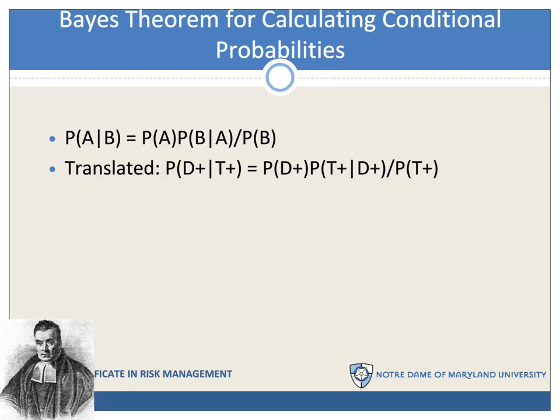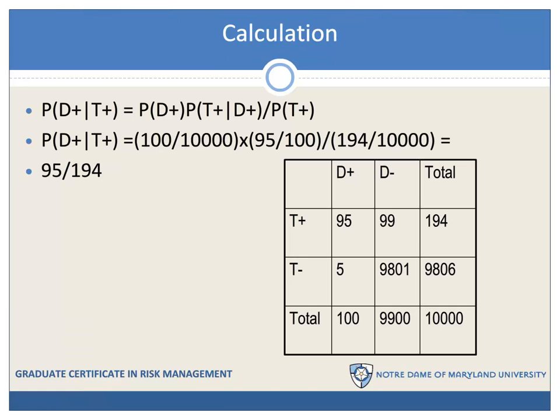Beneath this, I have translated this into the terms used in our table. So I leave to you the exercise of going back and figuring out those three probabilities on the right-hand side of the equal sign, plug them in, and verify that you get the same answer that we just obtained. So here's the solution, and shame on you if you didn't work this problem out on your own.